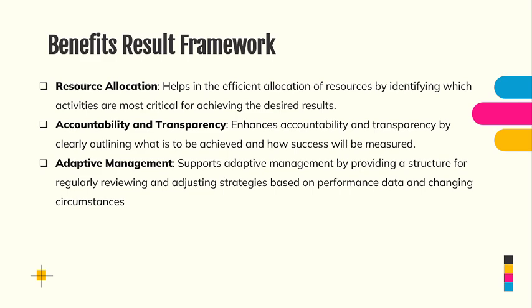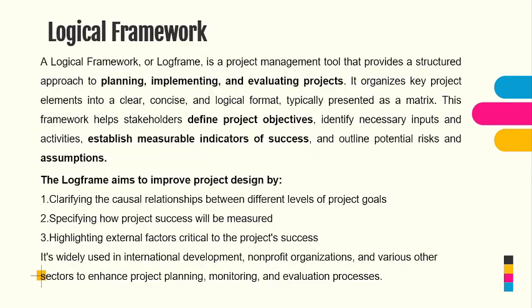Right? Then accountability and transparency. Obviously, when you have everything clearly outlined, people will know how this activity is actually impacting this, how this is actually leading to that. Adaptive management says it all. You're going to learn as you review your result framework. You learn and also make adjustments to your result framework.